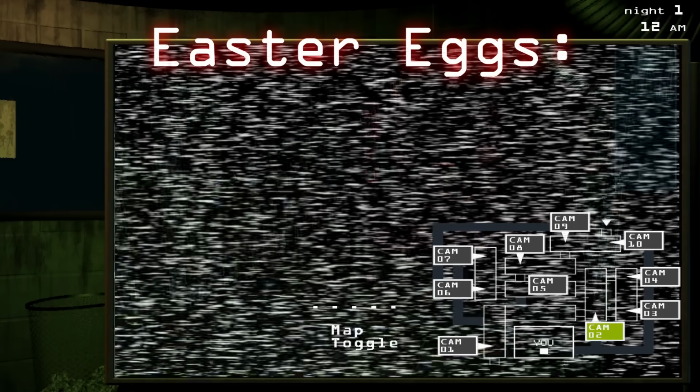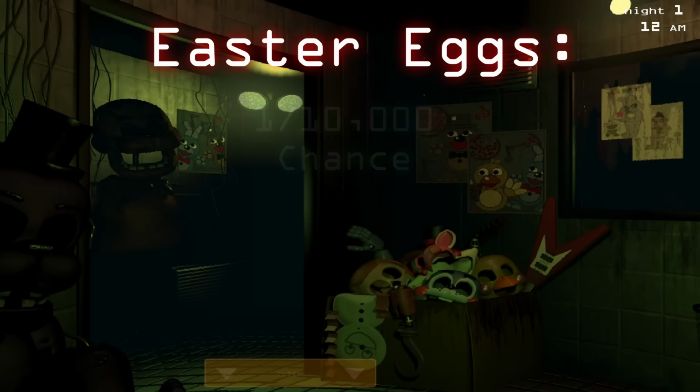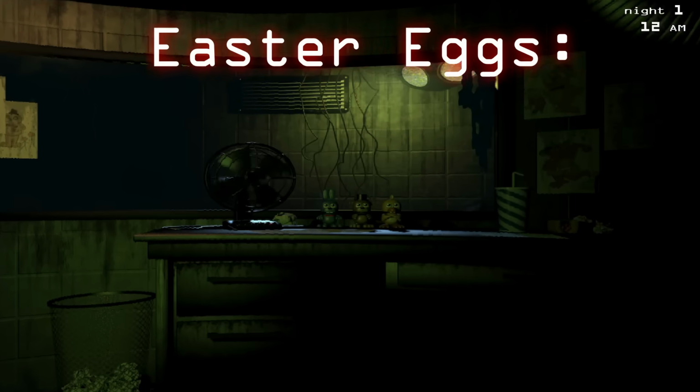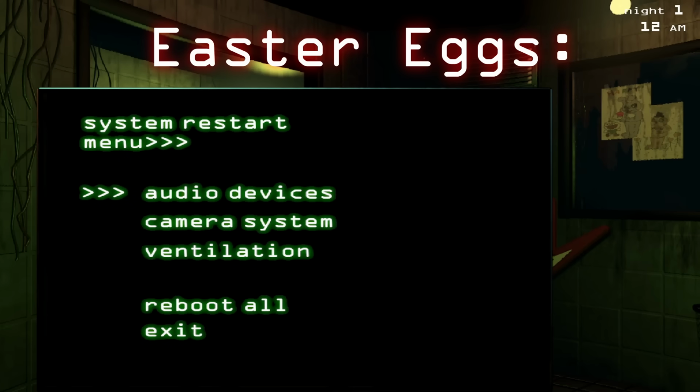When you open your camera monitor, there is a 1 in 10,000 chance of Shadow Freddy appearing in your office. When you open the monitor again, however, Shadow Freddy will disappear. The exact same counts for Bonnie Paper Pal. Freddy Paper Pal and the Office Cupcake work similarly, except their opportunities happen when you open your system reboot monitor instead.